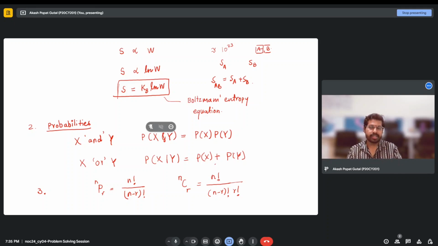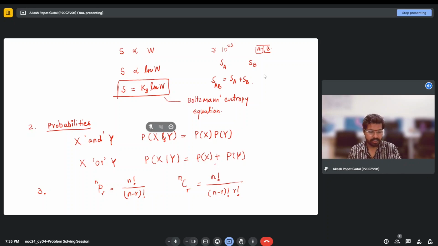Ln is actually the natural log. And we have seen that this W is of the order of 10 to the power 2335, a big number. So we define the entropy in such a way that it is feasible to calculate, and most importantly, it follows this additive property. Because of that, we defined it as the natural log of the number of microstates.